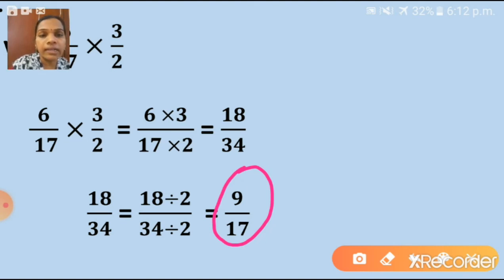So children, practice set 12. First question, it contains what? 8 sums. So I hope you understood. So second question is the word problem. So here 2 word problems are there that we are going to solve now. Understood, children? Is it easy?